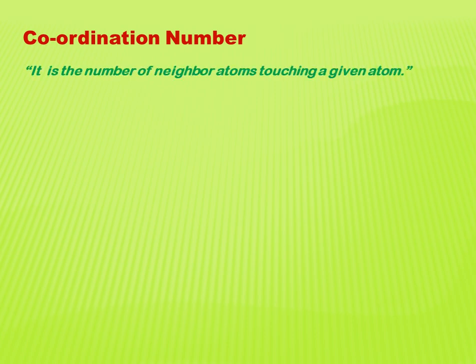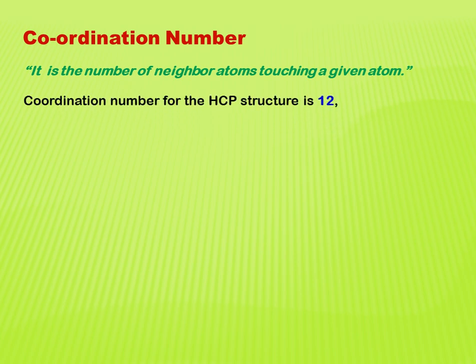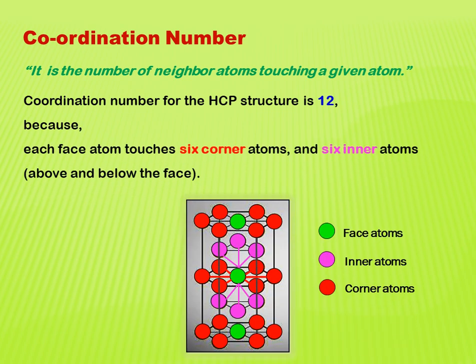Coordination number. It is the number of neighbor atoms touching any given atom. And for HCP its value is 12 because each face atom touches 6 corner atoms and 6 inner atoms above and below the given plane. For example, this green atom is touching these 6 corner atoms, and these 3 above and 3 below inner atoms. So its coordination number is 12.